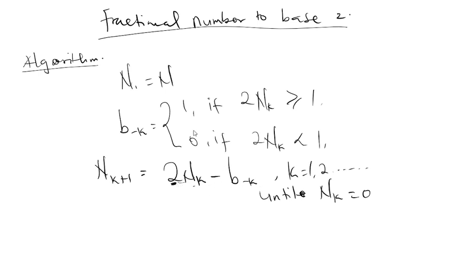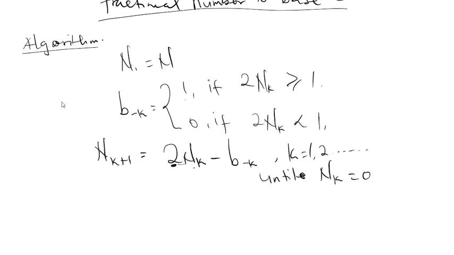So looking at this algorithm, the initial number, we multiply by 2. Then with the result that we get, if the number is greater than or equal to 1, then our b_-k will be 1. If the number is less than 1, then it is 0. We continue until our n_k is 0. So let's take an example on that.